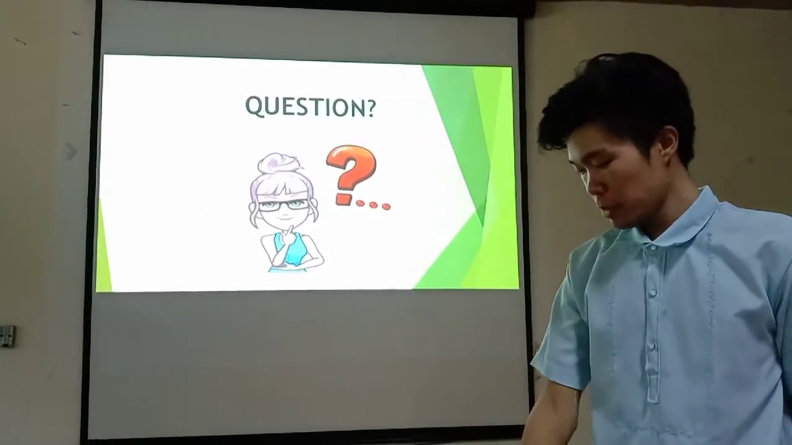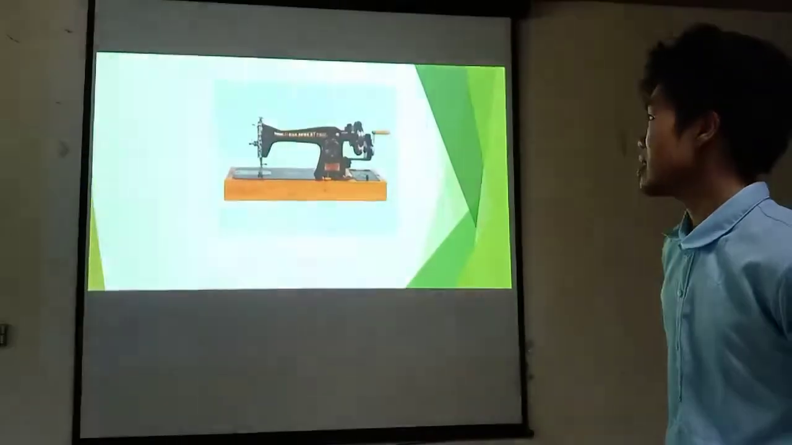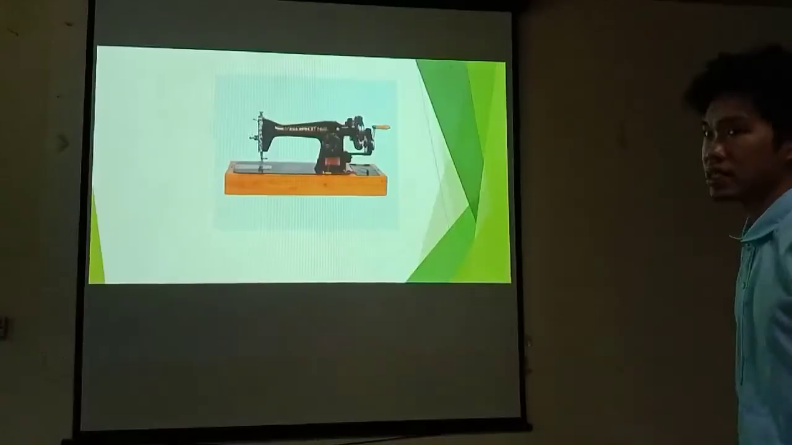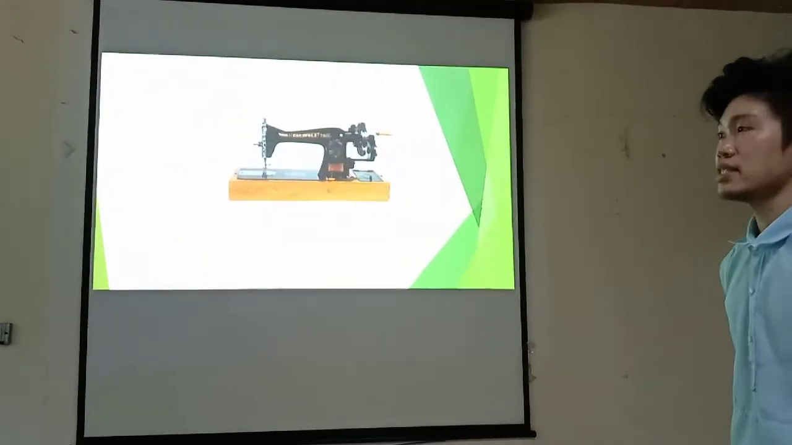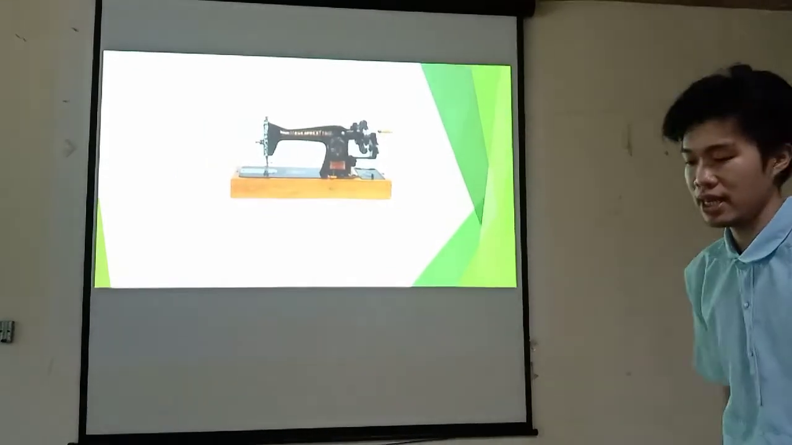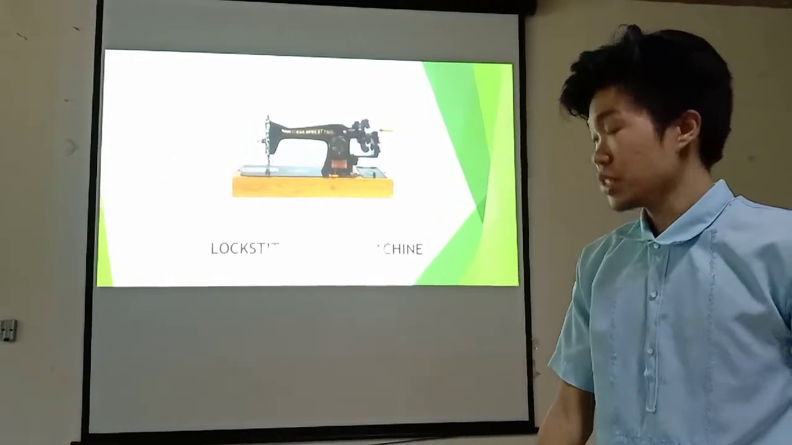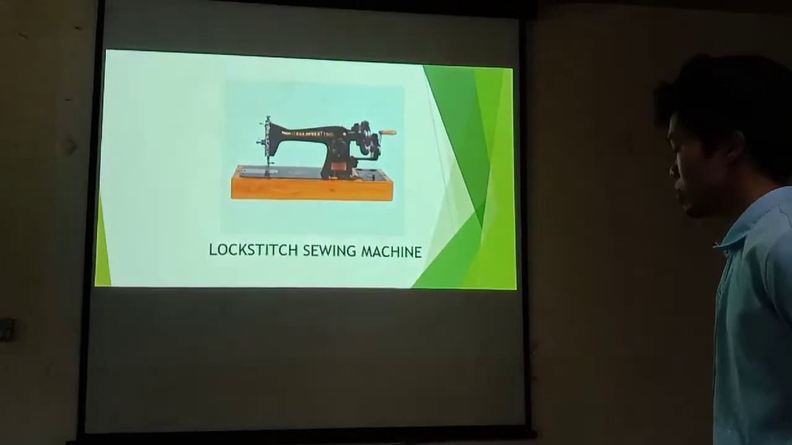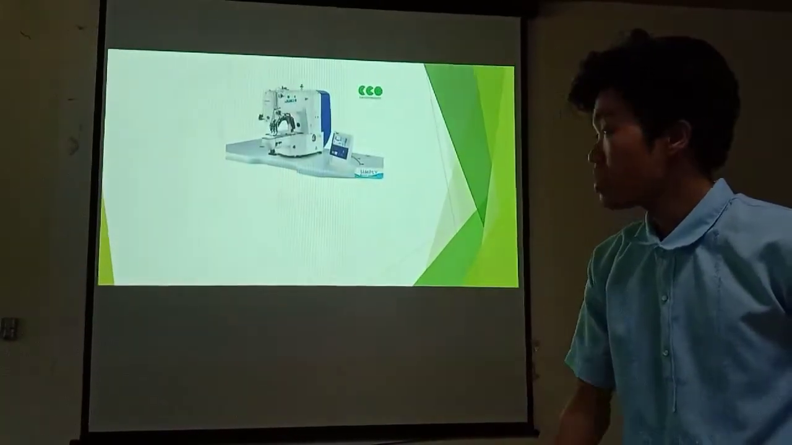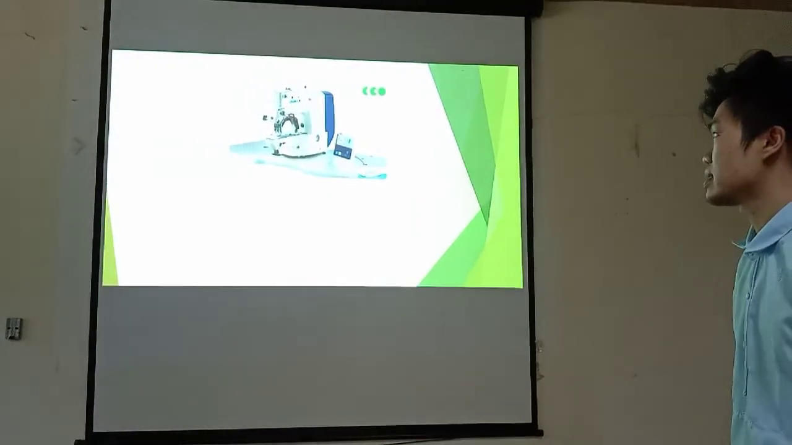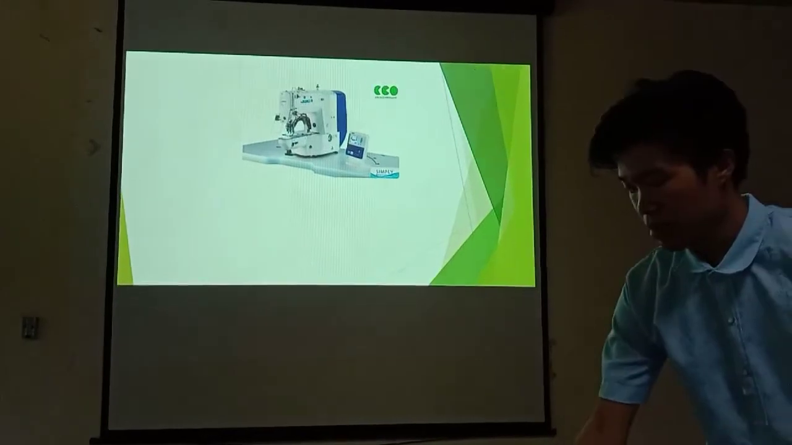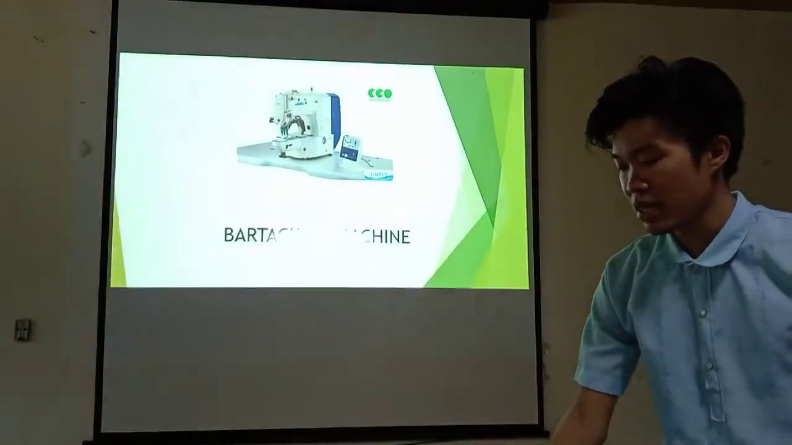So we have the first picture. What kind of sewing machine is this? Yes, group 1. We have the lock stitch sewing machine. Are you sure? Yes. The answer is correct. The next one. Yes, group 2, what do you think is the answer? Yes, we have the bar tacking sewing machine. Bar tacking sewing machine is the correct answer.